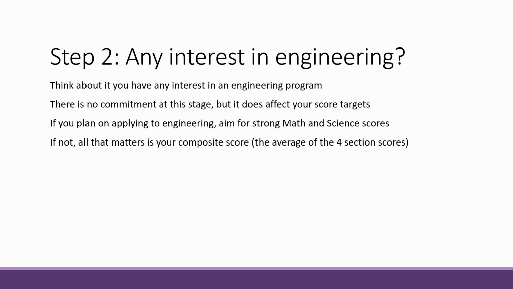If you're not interested in engineering, all that's going to matter is your composite score, which is just the average of all 4. So it doesn't really matter if you're bad at math and science if you're really good at English and reading, because then you can have some sections that are good and some that are weak, and they'll balance out to get the score you need. But if you do need engineering, math and science become a much higher priority than for anyone else.